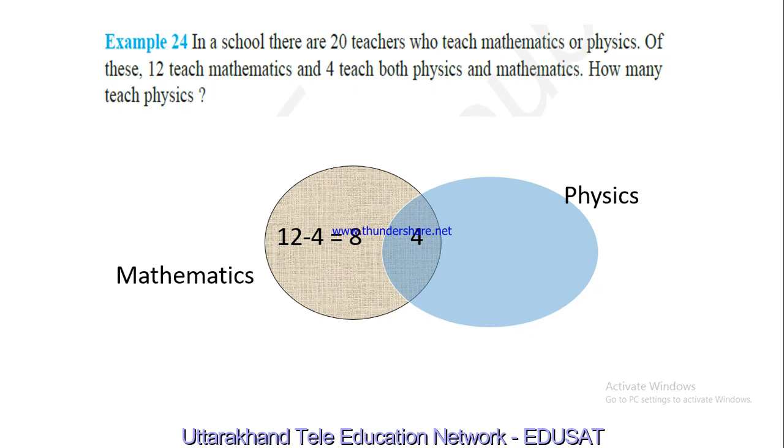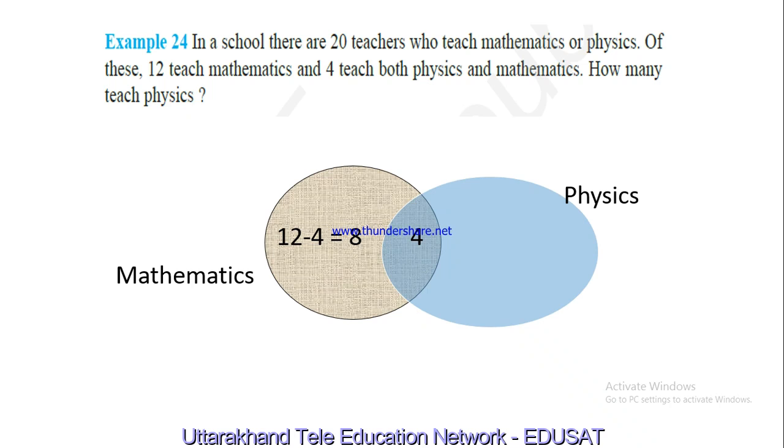On the other hand, again, we know that the total number of teachers is 20. Which means this figure, which includes the gray part, the overlap part and the blue part, should add up to 20, because this is the total number of teachers in this particular question.